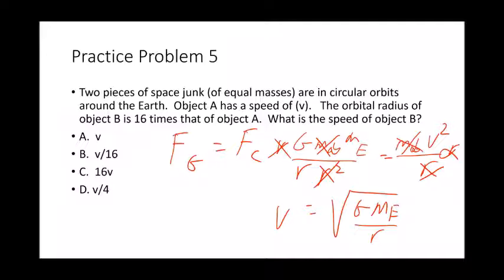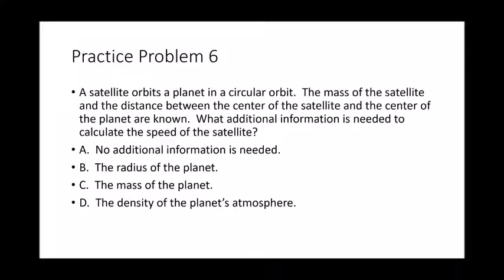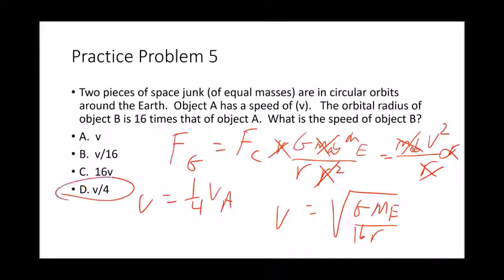So we're seeing that the orbital radius of B is 16 times that of A. What that's going to tell us is that the speed is going to end up being about the square root of 1 over 16, because it's going to be 16 right here. So the square root of the radius, the speed of object B is going to be equal to the square root of 1 over 16 of the speed of object A. So that's going to end up being V equals 1/4 of the speed of object A. Which means in this case, our answer is D.